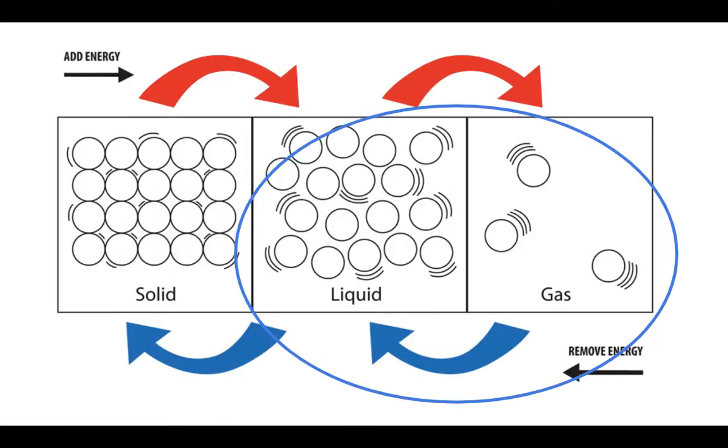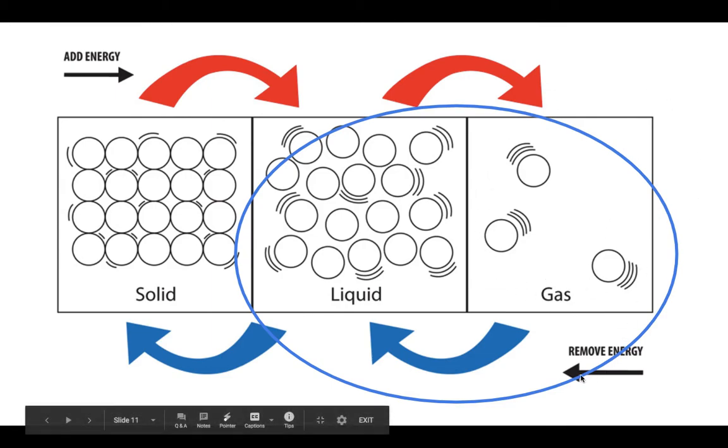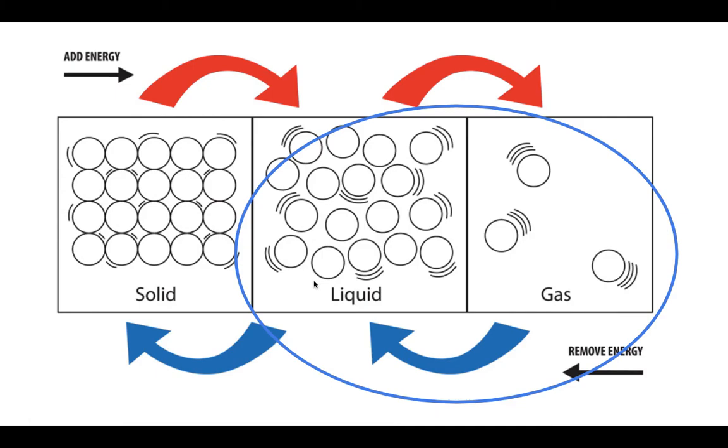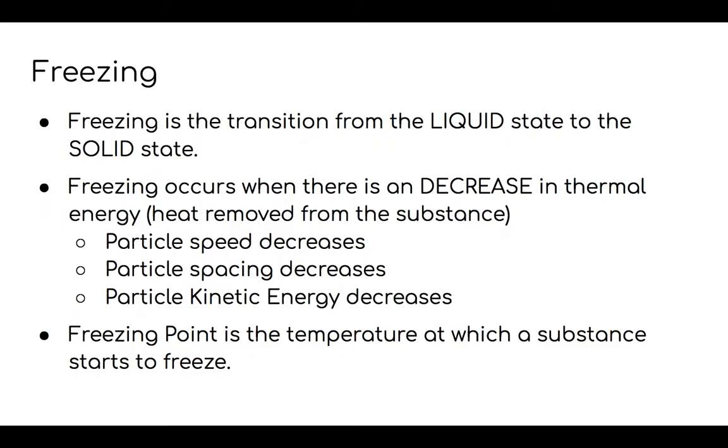Looking again at our diagram, we know that starting from the gaseous phase, removing thermal energy or cooling the substance will take us back down to our liquid state. We will see again that spacing is decreasing. They're coming back together. That speed will be decreasing, and those particles' kinetic energy will be decreasing as well.